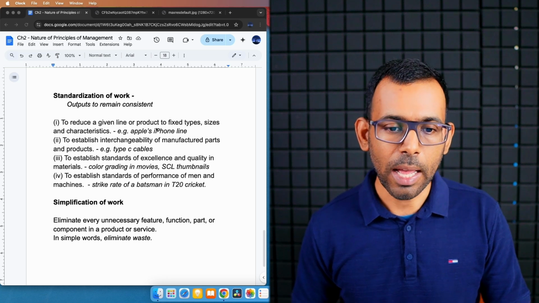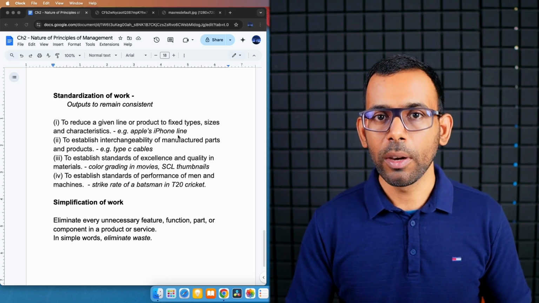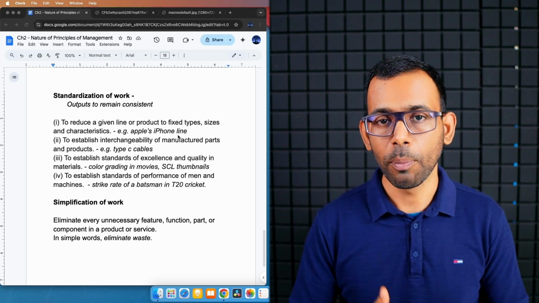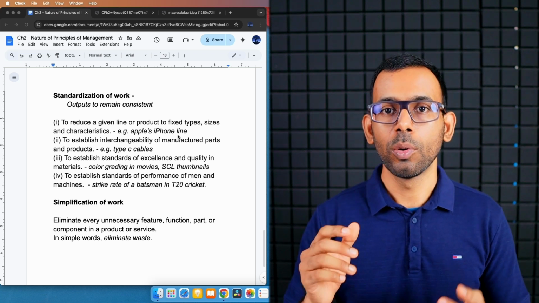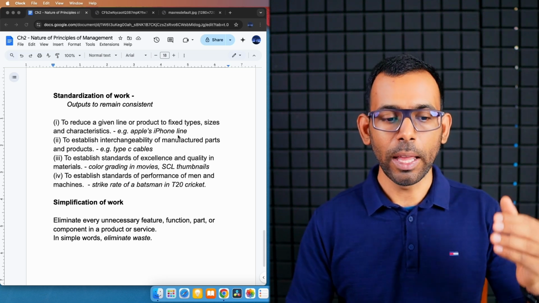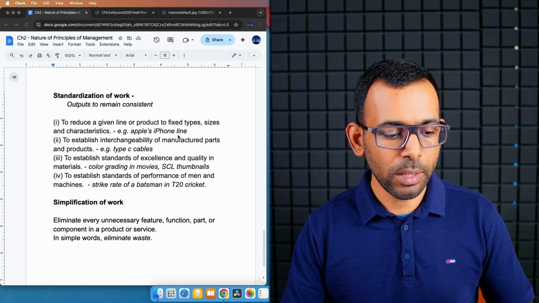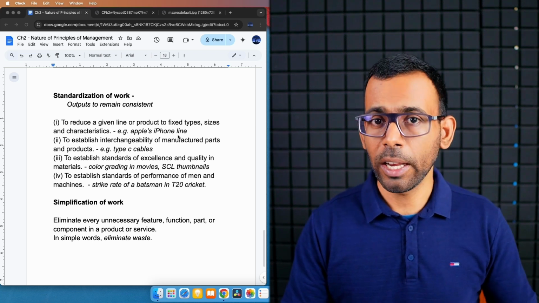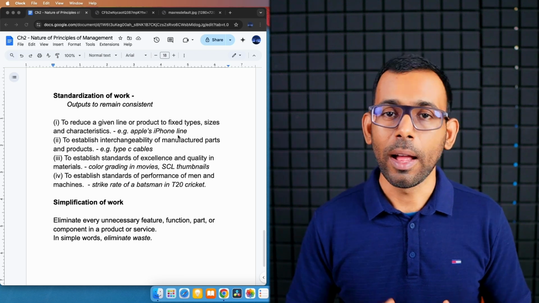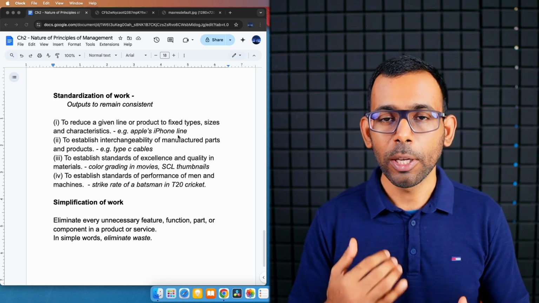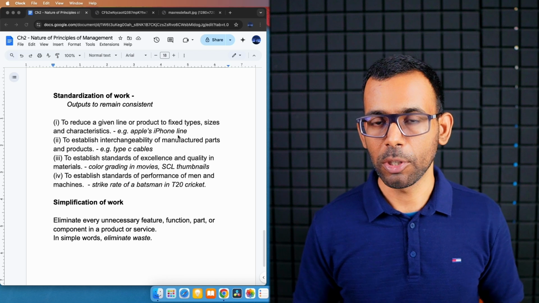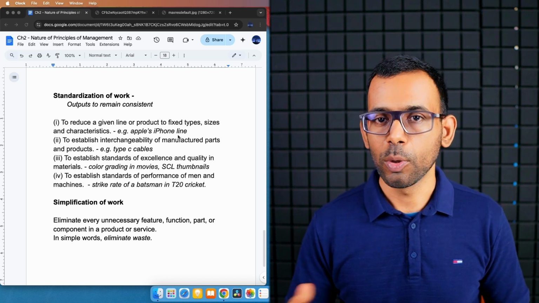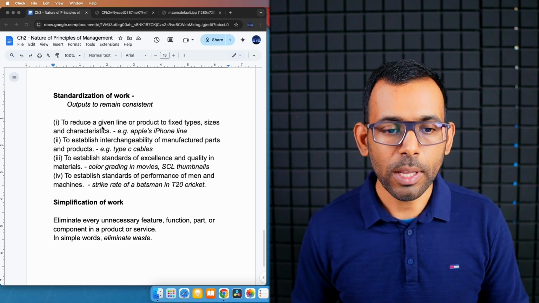The example I have given is Apple's iPhone line. Every year when Apple releases a new version of iPhone, how many variants do they release? The normal one, the Pro one, and the Pro Max one. So when you buy a normal one, let's say Apple makes 3 lakh units of iPhone 16, every one of those 3 lakh units should remain identical. And Apple is able to achieve this because almost everything is done by machines, the cutting aspect, the measuring aspect. So the accuracy is extreme in those cases. So the first point is to reduce a given line.